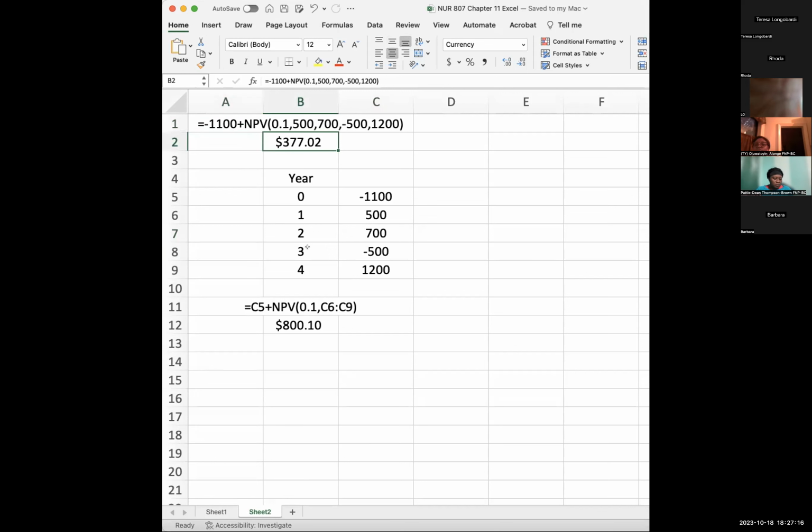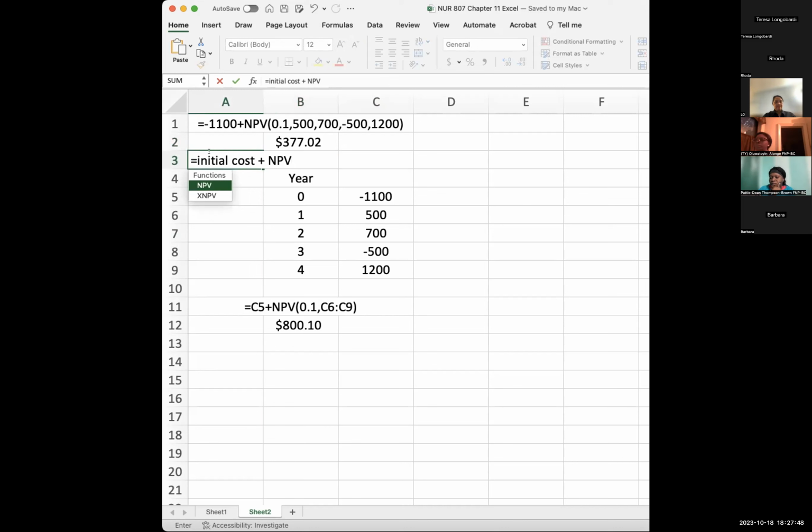Lydia, does that mean you got it? Someone else got 1477. I got the 1477, but I didn't realize I had to remove the 1,100. Yes, you have to take off the cost. So the formula is initial cost plus NPV, and you can't put any space there or it doesn't work for some reason.